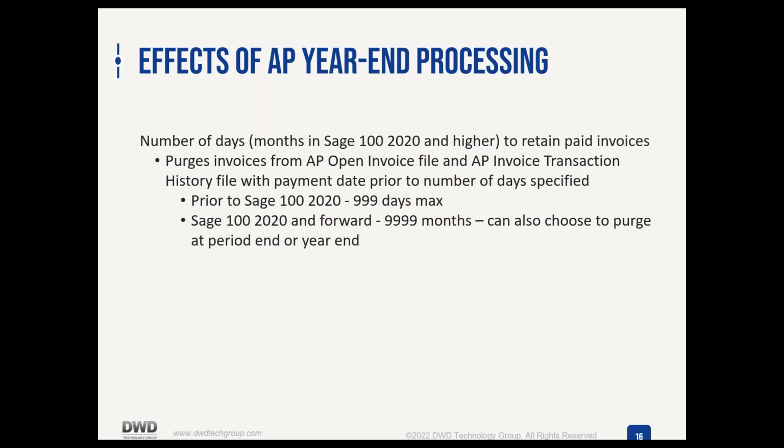Prior to 2020, it was a maximum of 999 days. In Sage 100 2020 and forward, it's actually 9,999 months. Again, I don't expect to be available for that. If you don't want to wait, if you're holding that history and you want to purge things sooner, there are utilities that will help facilitate that purge.